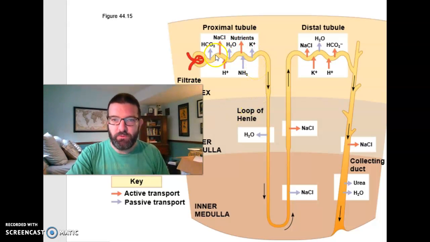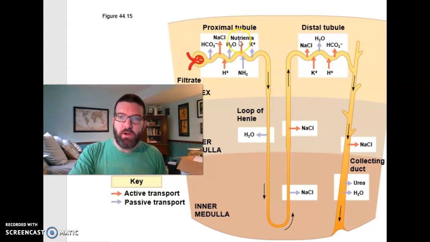And in the proximal convoluted tubules, we're going to pump back a lot of things. Sodium, chloride, we're going to pump back glucose, things like that. And because those are solutes and water follows solutes via osmosis, water comes back too. So we pump back a lot of nutrients and a lot of water. Then, in your nephron loop, it dips down from your cortex into your medulla. So this is your cortex up here. This is your medulla down here.